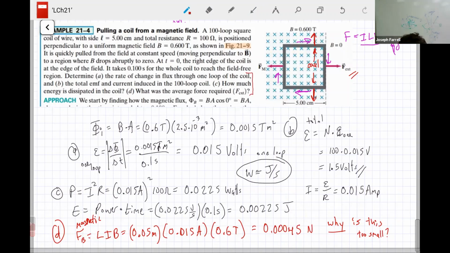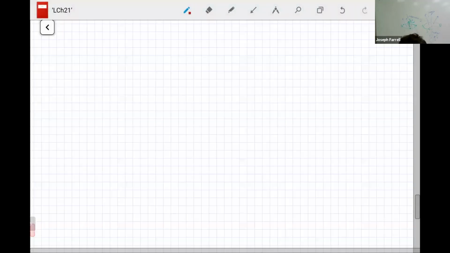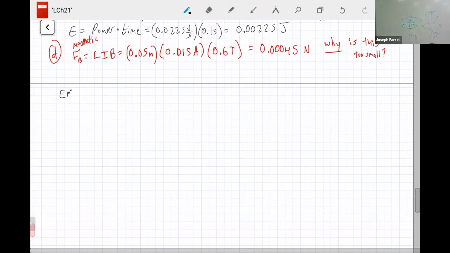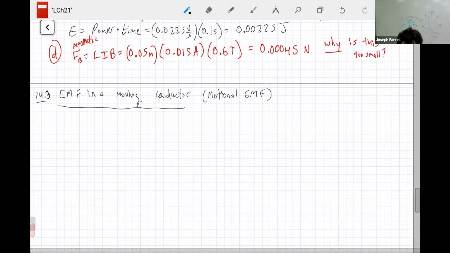All right, so the next topic I want to get at is EMF in a moving conductor. So this section is kind of cool. It's 14.3 because you can completely understand this without any need for induced electric fields. This is called a motional EMF, and it's kind of a funny thing.